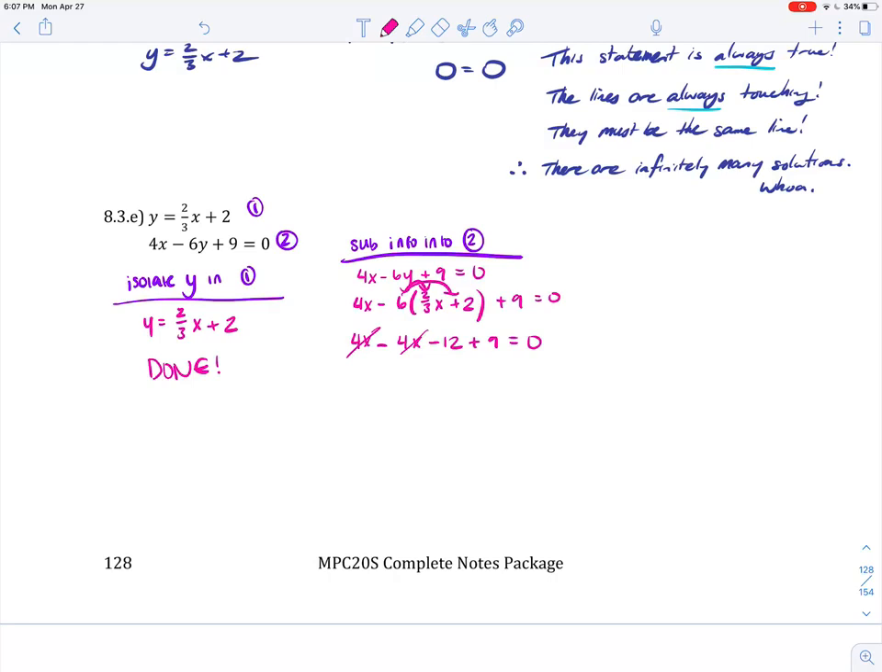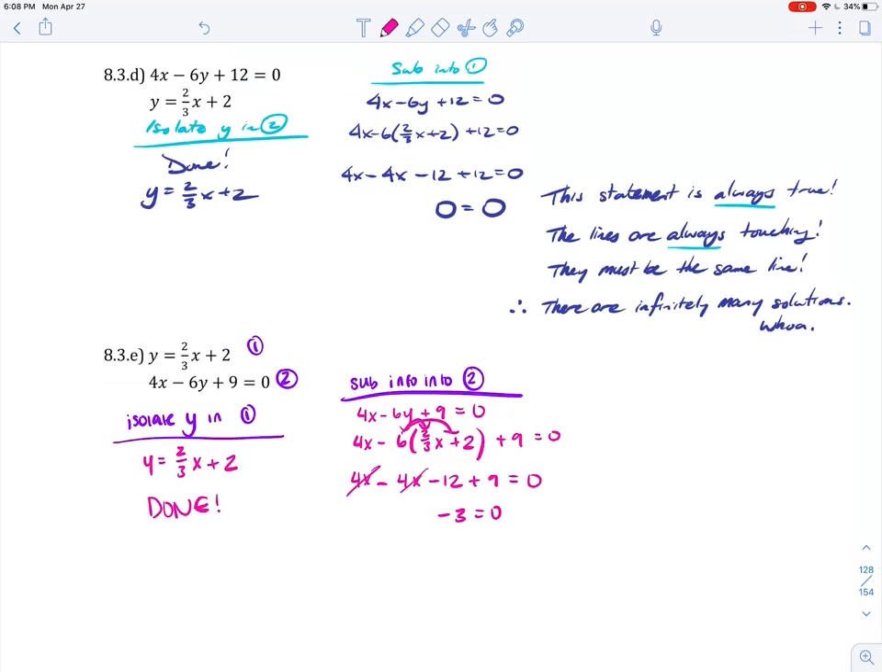And here I have 4x minus 4x, well that's just 0. Those two cancel each other out. And I have negative 12 plus 9, which gives me negative 3. And here I have negative 3 is equal to 0. Hold up.